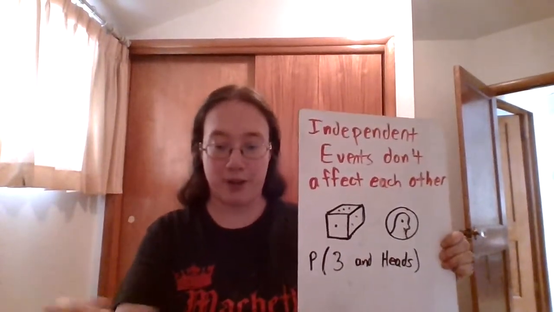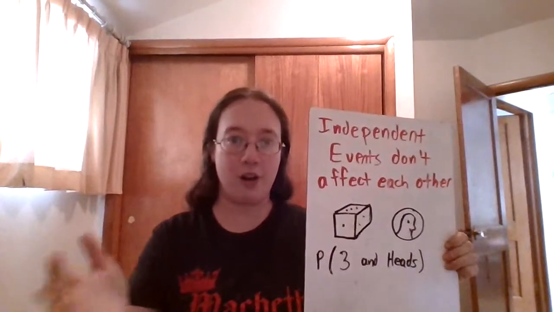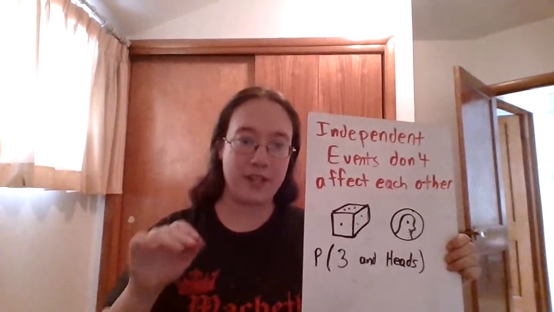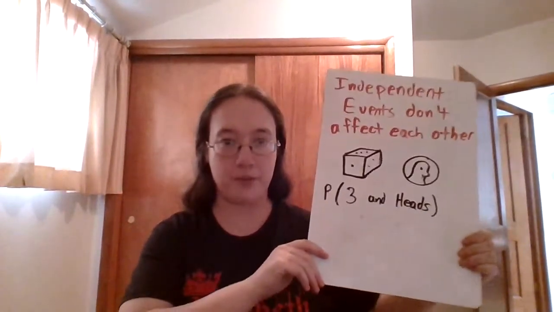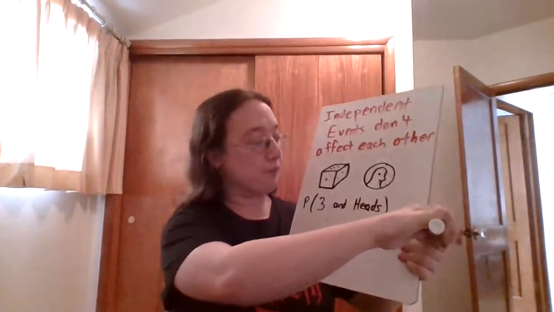Now, they might be bouncing around hitting each other when I roll them, but that's not going to change the probability of what I get on each of those dice. So if your events are independent and they don't affect each other, those are the ones we're dealing with first. So if we have things that don't affect each other.